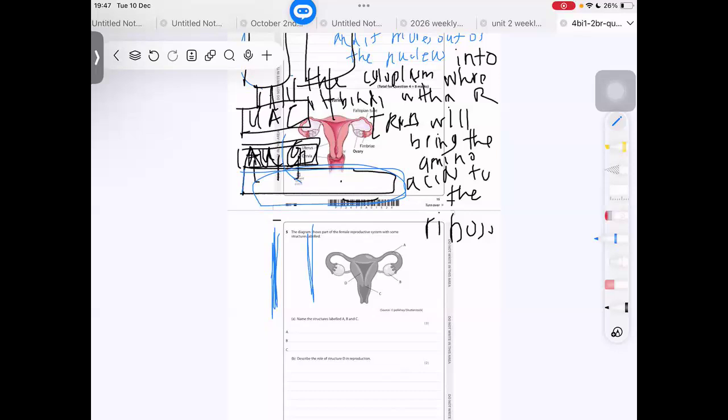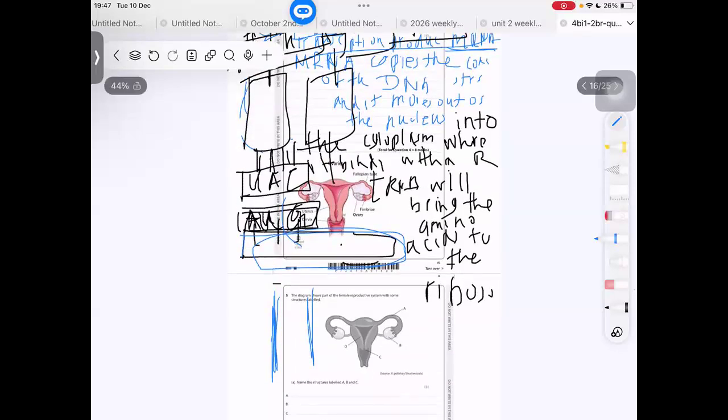So I'll read the full answer again. Transcription produces mRNA. mRNA copies the code of DNA strand and moves out of the nucleus into the cytoplasm, where it binds with the ribosome. tRNA brings the amino acids to the ribosomes. Anticodon of tRNA will bind with the codon. Translation produces polypeptides. Right. Did you miss anything? You can let me know.